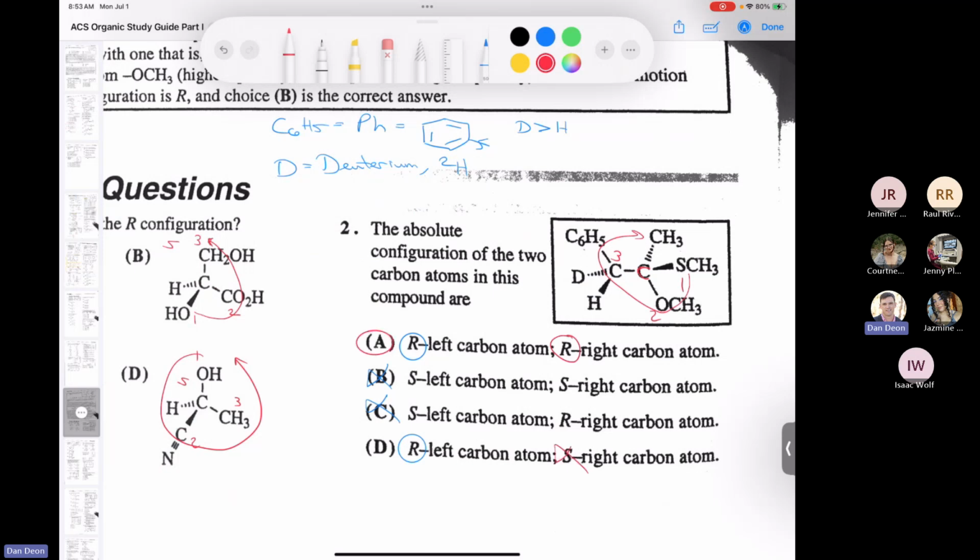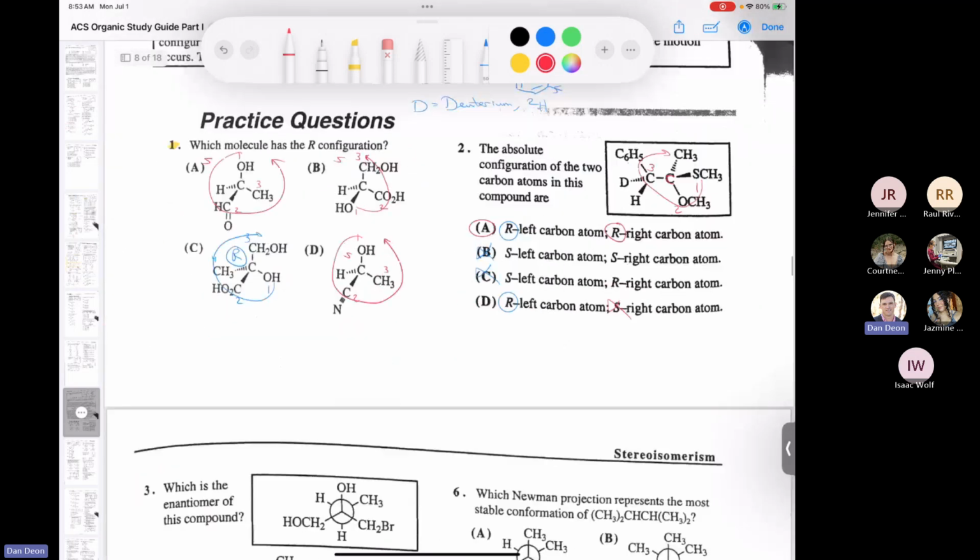So a little bit of Cahn-Ingold-Prelog rules there. All right. Any questions about Cahn-Ingold-Prelog rules, which is just the fancy way of saying designating a stereocenter as R or S? Okay, well, let's talk about some symmetry here for a sec.